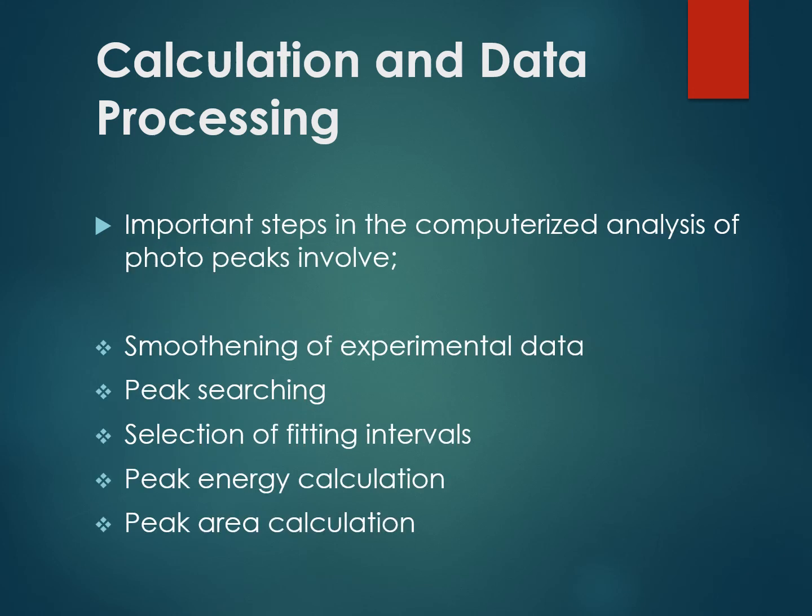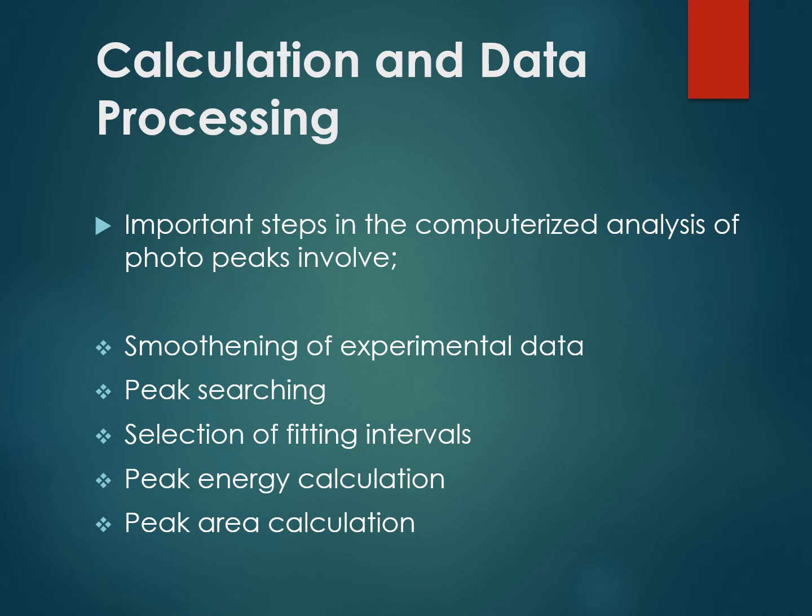There are important steps in the computerized analysis of photo peaks, and those steps are the smoothing of experimental data, peak searching, selection of fitting intervals, peak energy calculation, and peak area calculation. So these five steps are involved for the computerized analysis, for the calculation and data processing of neutron activation analysis.